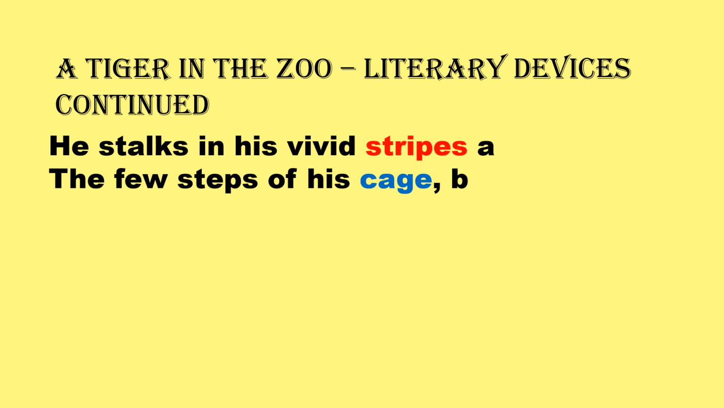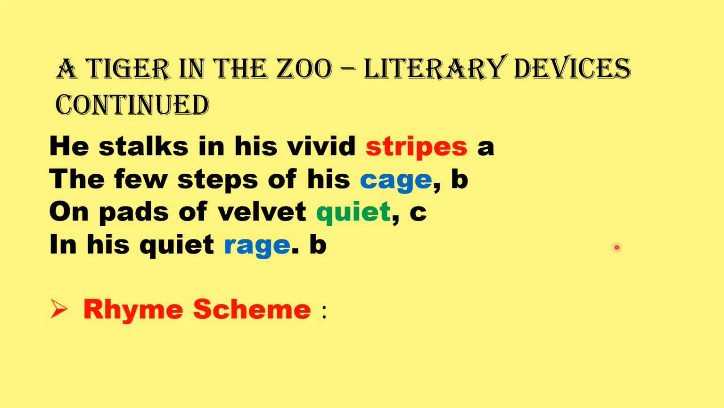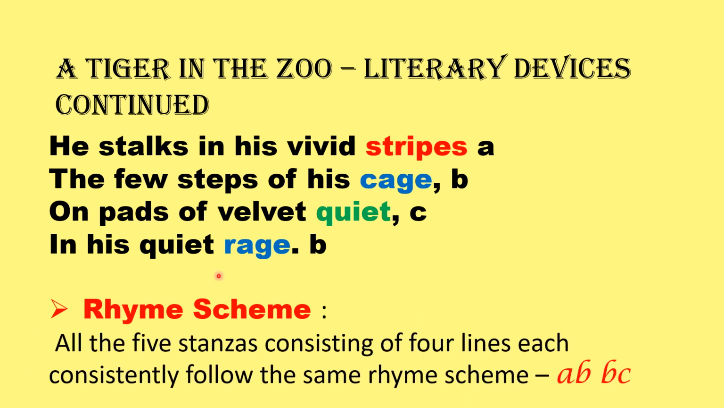That is the rhyme scheme. All the five stanzas, consisting of four lines each, consistently follow the same rhyme scheme, that is ABBC. The rhyme scheme has been discussed with the explanation of the poem also. So, that's all.